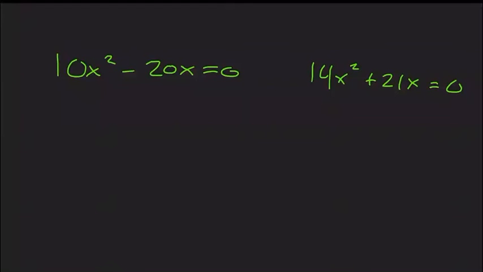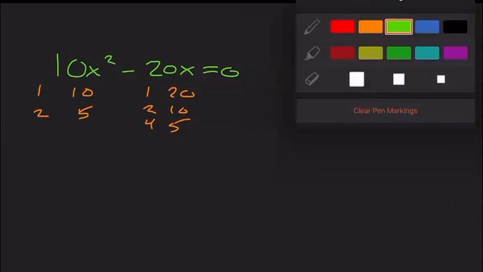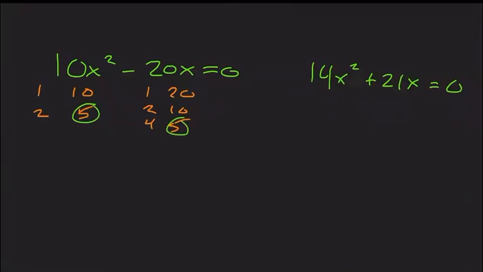So here we're not worrying about the signs or anything. You're not saying positive 1, positive 10, and negative 1, negative 10. Just worry about the positives here. So 10 you can get by doing 1 times 10 or 2 times 5. 20 you can do 1 times 20, 2 times 10, 4 times 5. I think that's it. And what's the greatest common factor? Well, they both have a 5. So we can pull out the 5.